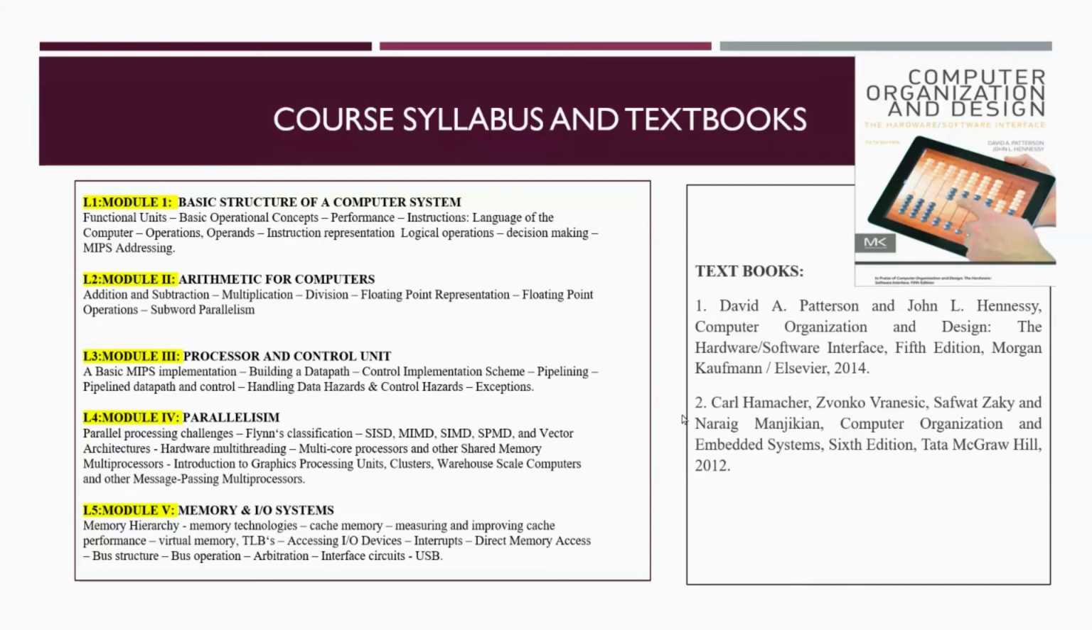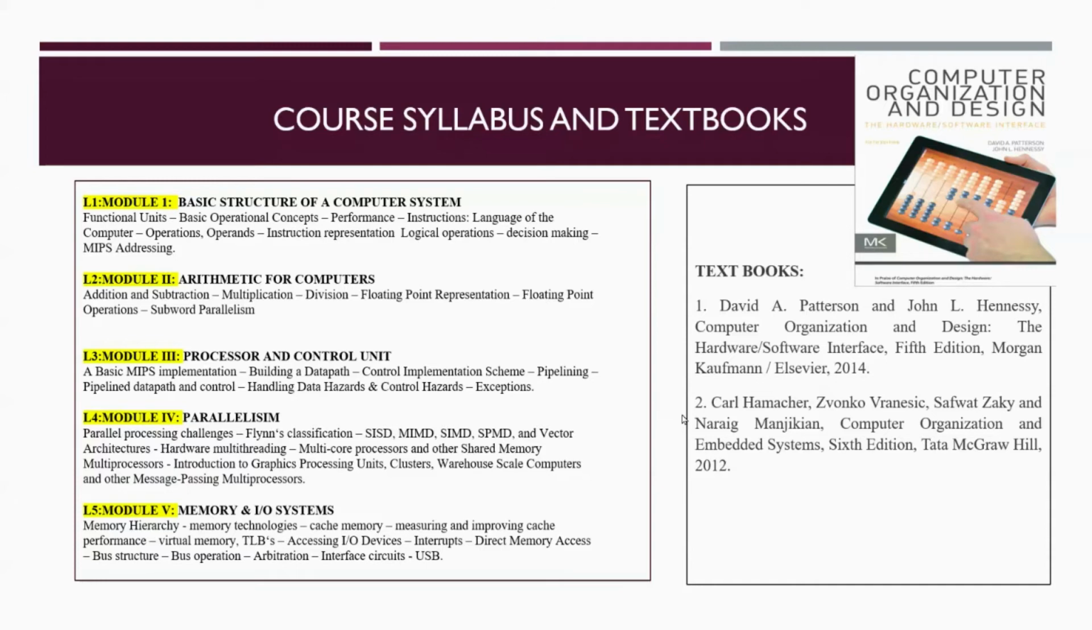Under module 4, we'll have a deep understanding of parallelism. What are the challenging features of parallelism? Then we'll study Flynn's classification model, then GPUs, then multi-threading and multi-core processors. Under module 5, we'll have a detailed understanding of how the memory hierarchy works. We'll study primary memory, secondary memory, cache memory, virtual memory, TLBs, DMA, and external memory devices. All those things we'll cover in module 5.